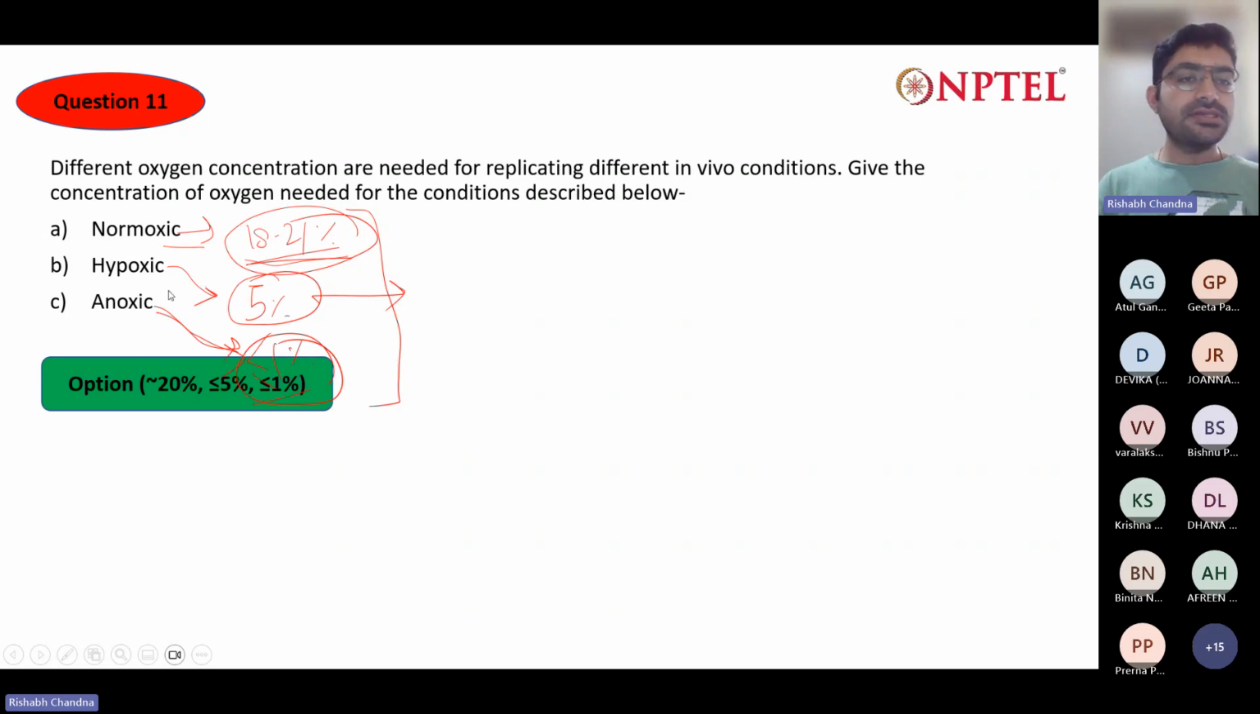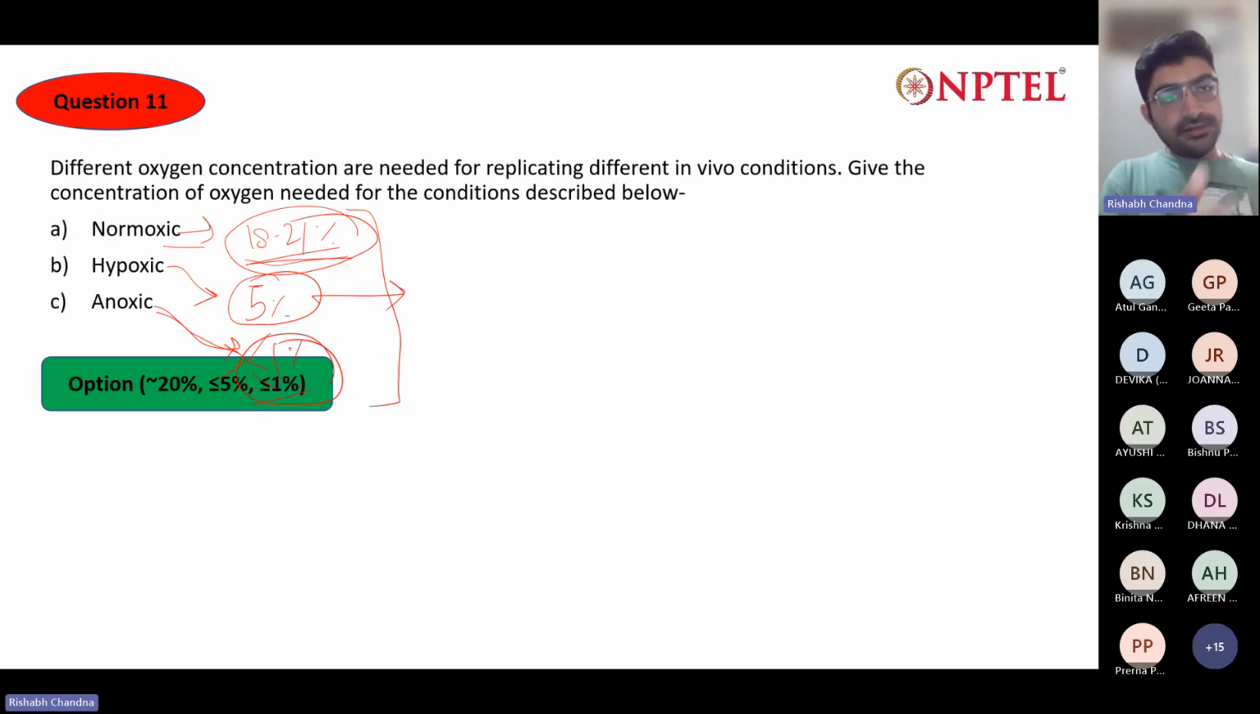And this is the hypoxic case. I'm taking the example of solid tumors. In a solid tumor, there is a hypoxic environment maintained around the tumor. That helps in the progression of that tumor as well as the metastasis and angiogenesis. So to study that in vitro, we maintain a hypoxic condition where less than 5% oxygen is present. Okay.